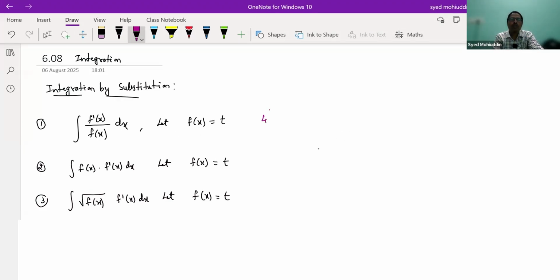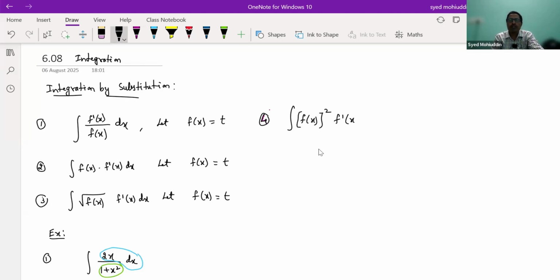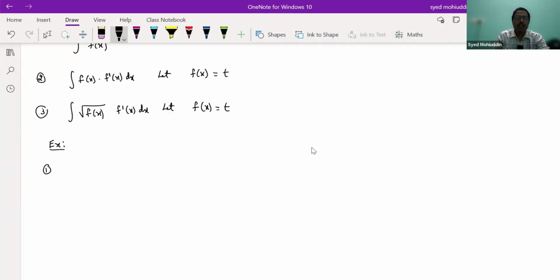What is another form that is possible? You have integral of f of x whole square into its derivative, f dash of x into dx. Here, in place of square, you can have cube, power 4, power 5, whatever it is. In general, I'm just putting it as square there. Or even another possibility that you can get is integral of f dash of x by root of f of x into dx. There is another possibility.